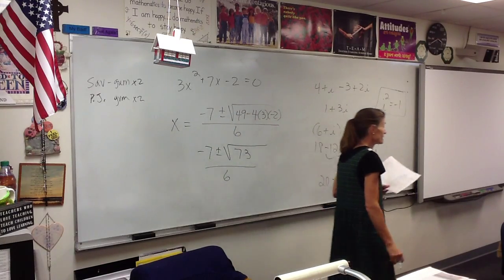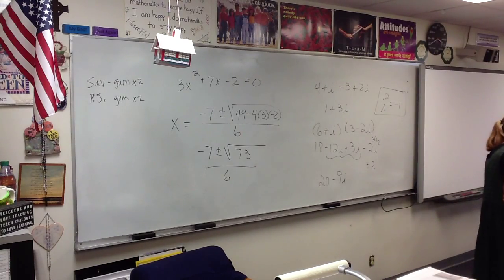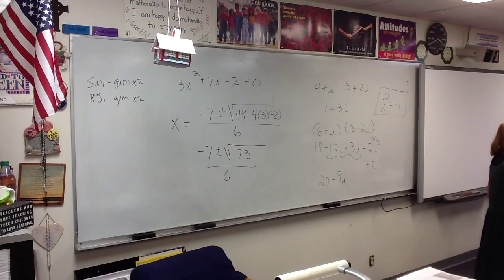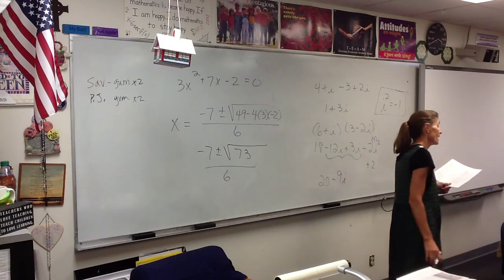Part 3, properties. What's A? Additive inverse. What's B? Associative of multiplication. Remember, associative regroups, right? So did you say A was additive inverse? Additive inverse.